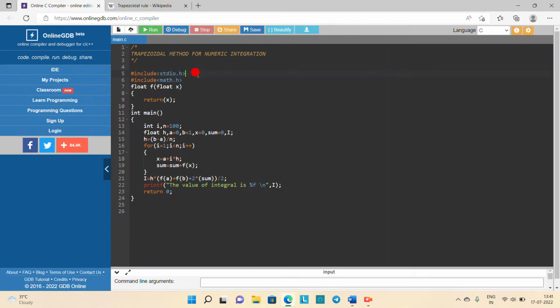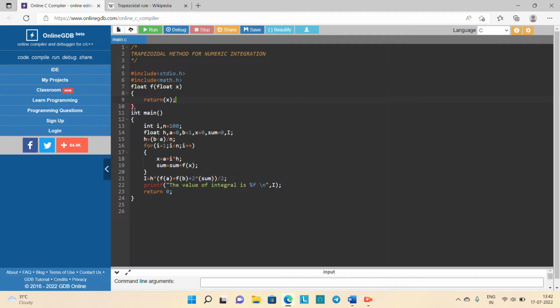When you are writing a C program, you have to start with include stdio.h. Then, as we are calculating mathematics, we have to include math.h, and we are starting with a float function. The float function is a function of float x, meaning the function f is a function of x.